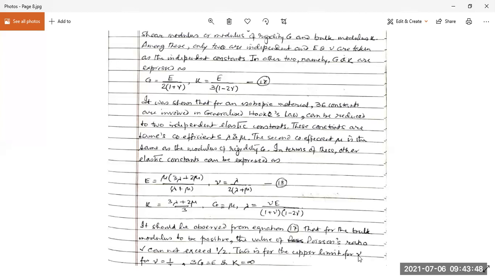This is the upper limit for Poisson's ratio itself, and for this case, with this value, E will reduce to 3 into G, E is equal to 3 into G, and K will become equal to infinity itself. If it is exactly equal to 1/2, this portion will become 0 and K will become infinity itself. If it is less, then K will have some value.